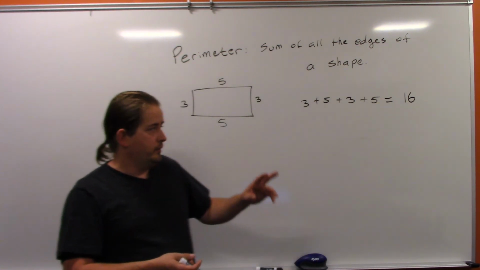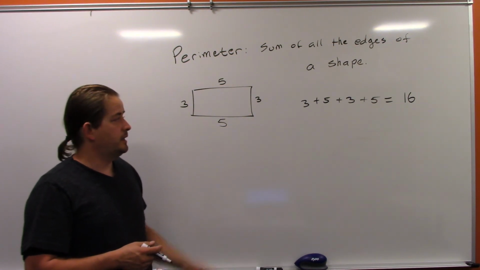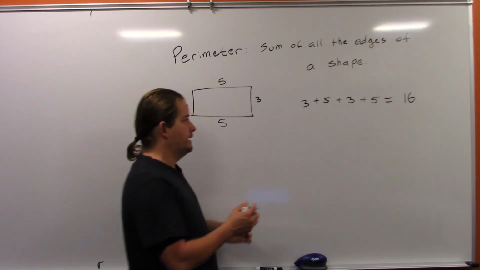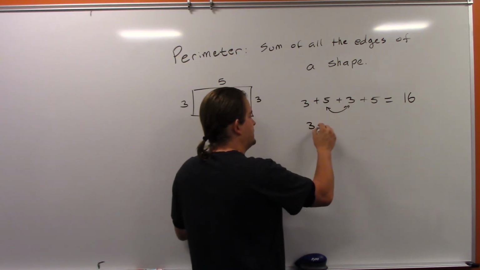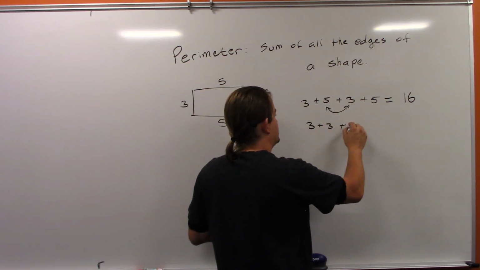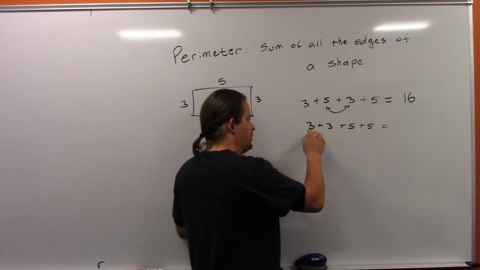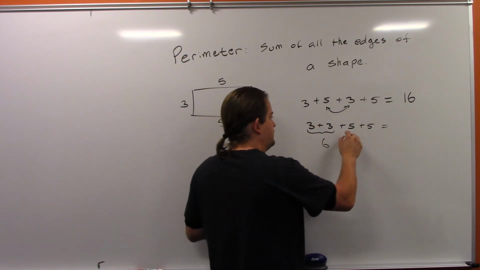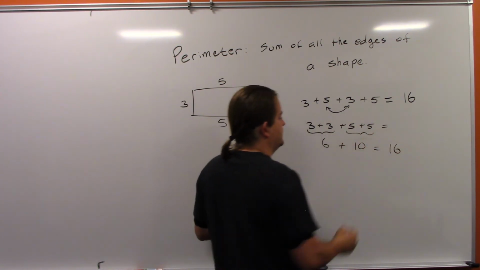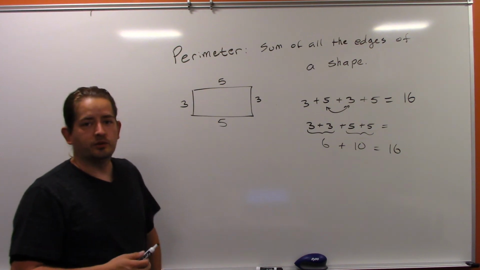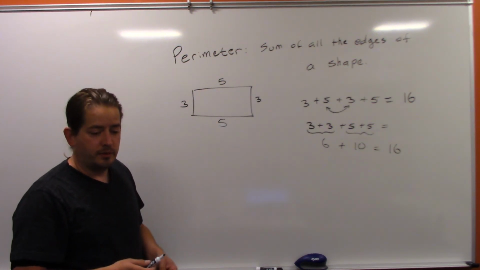So addition we said was commutative, which means you can rearrange the way that you write it. I could rewrite this if I wanted to as 3 plus 3 plus 5 plus 5 if I wanted to see it this way. And then just add bit by bit. 3 plus 3 is 6, 5 plus 5 is 10, and 6 plus 10 is 16, right? So again, it doesn't matter which order you do it in, you just add, and things combine.